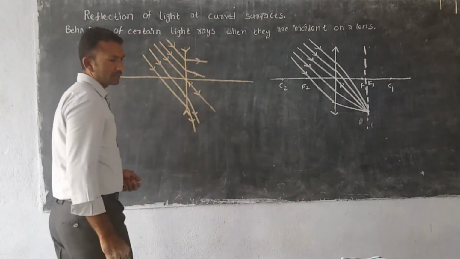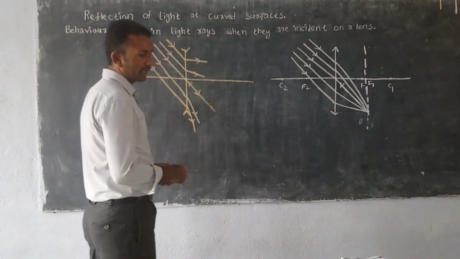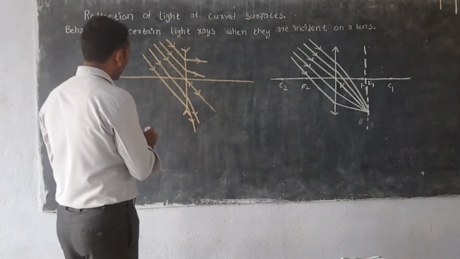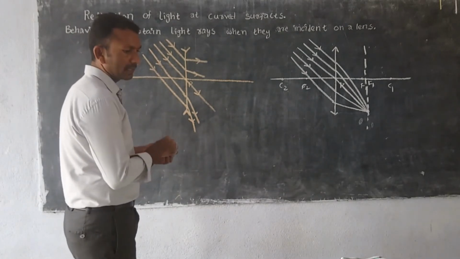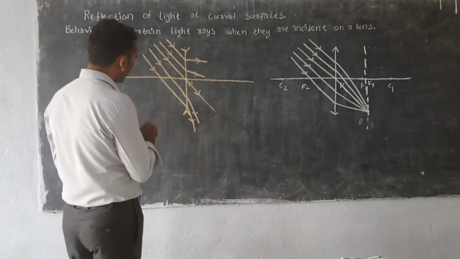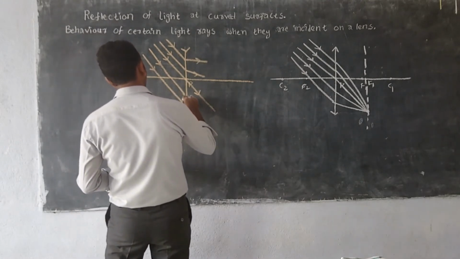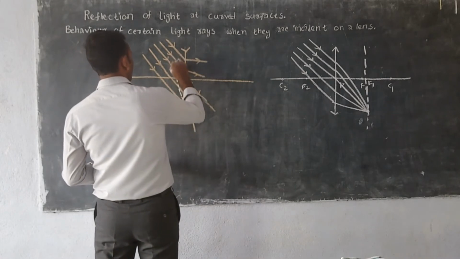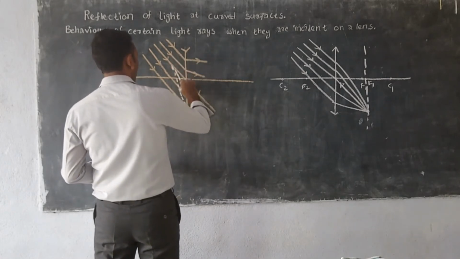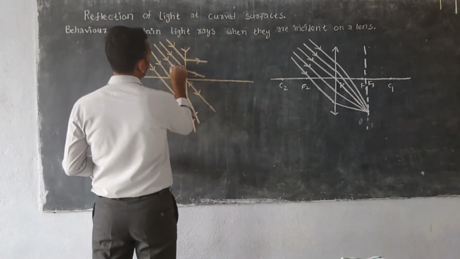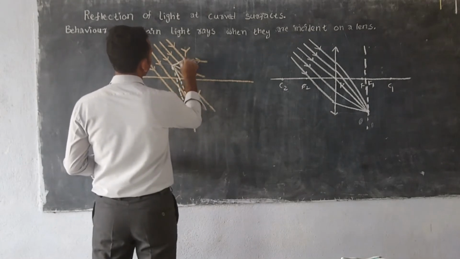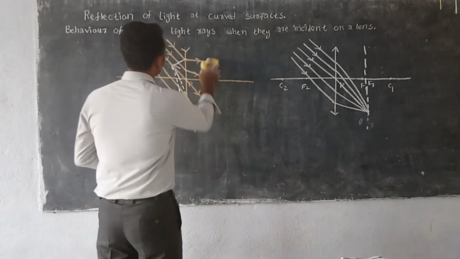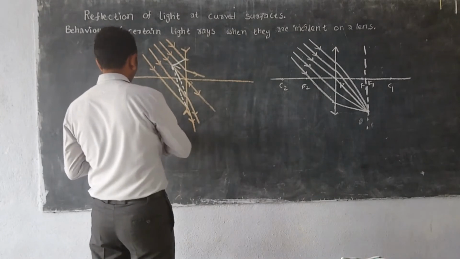And if we extend these light rays, they will meet at one point on the principal axis, on the main line. This is the first light ray, and this one is the refracted ray, and this one is another refracted ray.